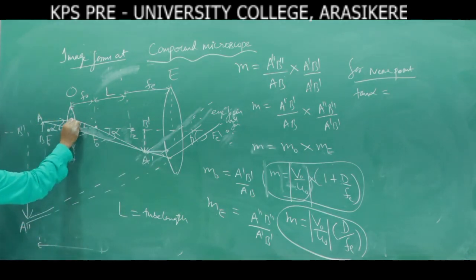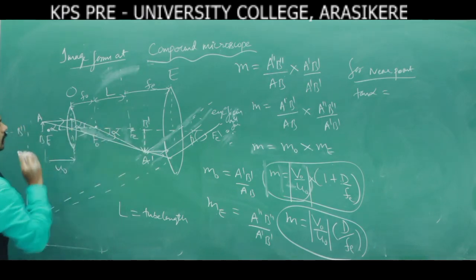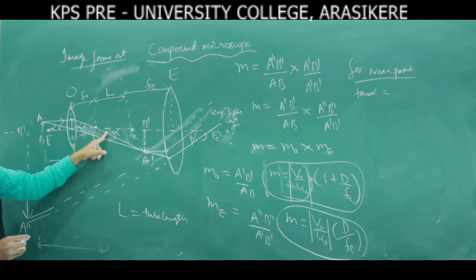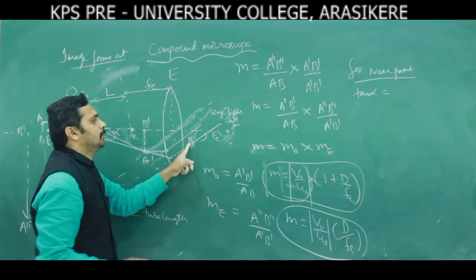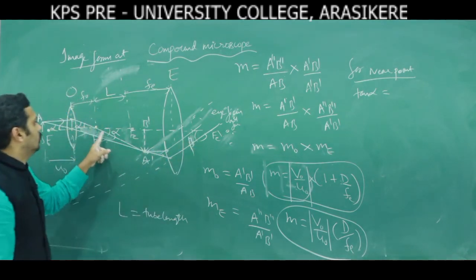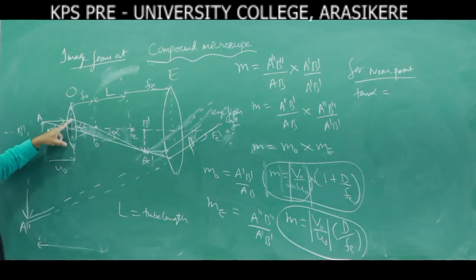Now this is one triangle, this is one triangle. What is alpha? Angle subtended by the object at the eye. What is beta? Angle subtended by the image at the eye. Now this angle is alpha. What is tan alpha? Opposite by adjacent.